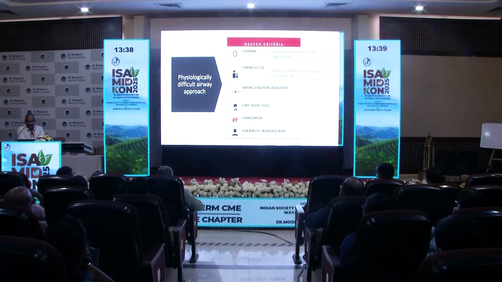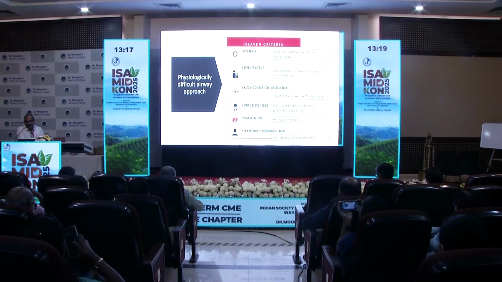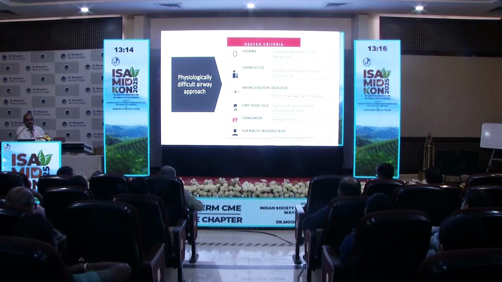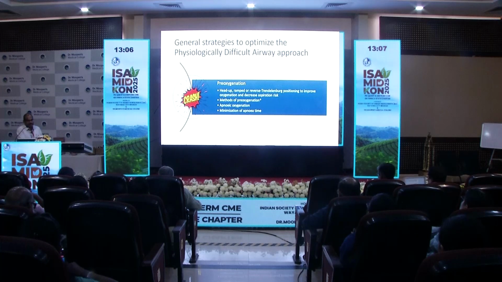Another commonly used criteria is the HEAVEN criteria, which uses hypoxemia, extremes of size like pediatric age group or clinical obesity, anatomical disruption or obstruction as in case of trauma, mass, swelling, foreign body, vomit, blood, fluid, that is significant fluid present in the pharynx or hypopharynx. Exsanguination, like in severe bleeding, hemoglobin drop, and neck mobility issues and neurological injury where the cervical range of motion is compromised. So the HEAVEN criteria is another one we will be using when we plan for a physiologically difficult airway.